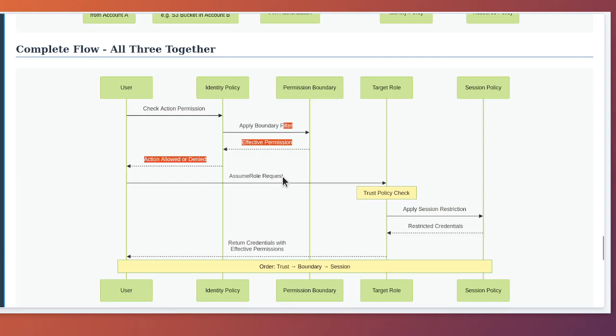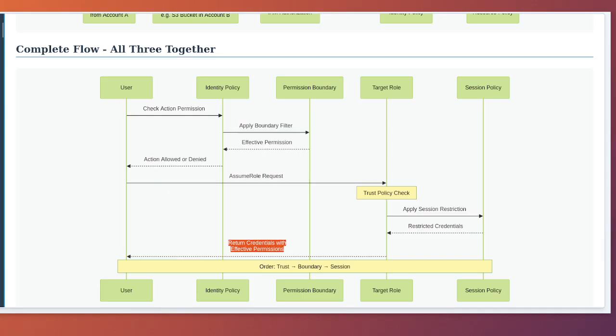User sends a message to target role labeled Assume Role Request. The target role evaluates its trust policy to determine if this user is allowed to assume it. If the trust policy permits the user, the flow continues. If the Assume Role request includes a session policy, target role sends a message to session policy labeled Apply Session Restriction. Session policy responds back to target role with restricted credentials. Finally, target role sends a response back to user labeled Return Credentials with effective permissions. These credentials have permissions that are the intersection of the role's base permissions and any session policy that was applied.